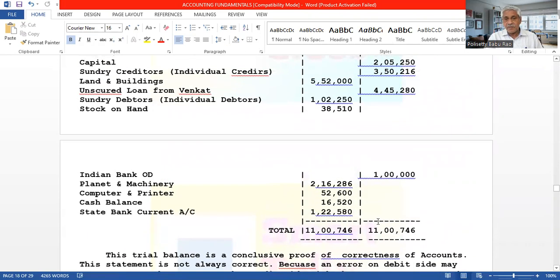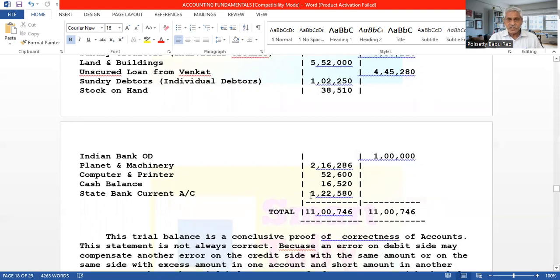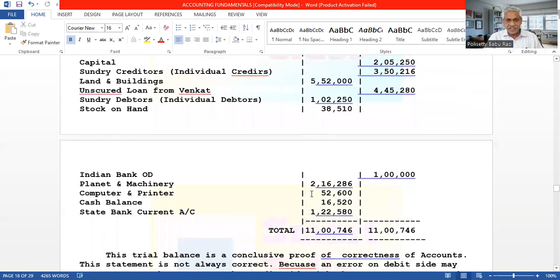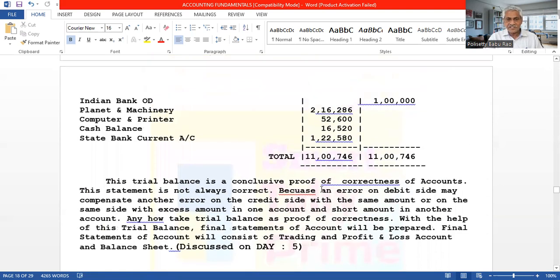We learned about the trial balance. So how do we do the trial balance? First we record the transactions in the journal. From the journal we post to the ledger and balance the ledger accounts. Then we take all the balances of the ledger accounts to the trial balance. So till then we completed in the last class.